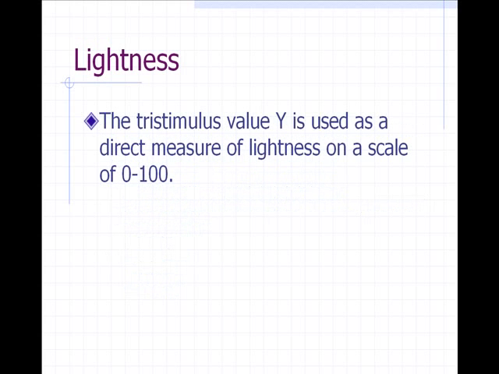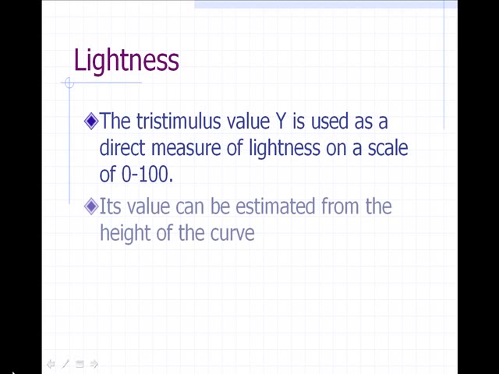Tristimulus value for Y that's calculated is a direct measure of the lightness. Scale goes from 0 to 100. 0 would be a perfect black. 100 would be a perfect white that reflects 100% or all of the light that falls on it. There is no such thing as a perfect white or a perfect black, though. And its value can be estimated from the height of the curve, or you can actually calculate it by finding out the area under that curve for the colorant. So the higher the curve, the lighter the color.